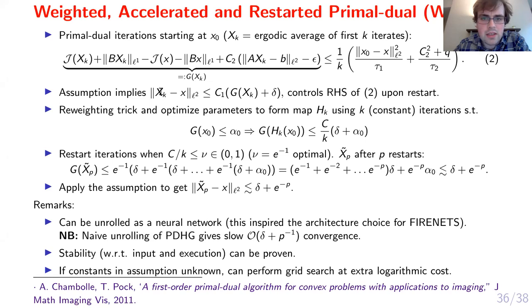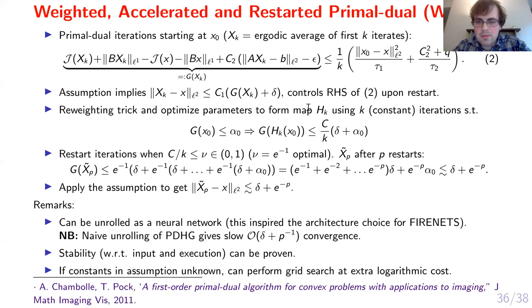Okay, so you can go back to this assumption here, and you can show that the L2 error of xk, so remember this is the ergodic average, is bounded by some constant C1 times g of xk, so g is what I call this term on the left-hand side, plus delta, so this is the approximation term. So the idea is now to use this bound here to bound the right-hand side when I restart. Okay, so I'm going to restart the algorithm, but the initial starting vector will be xk of the previous iteration. Okay, there's a reweighting trick and some optimization with regards to the different parameters that you can perform.